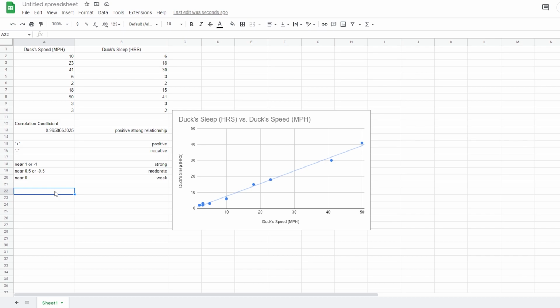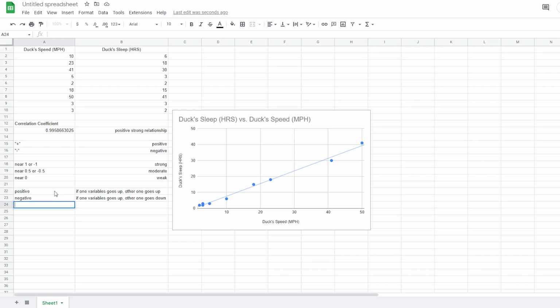But what does positive, negative mean exactly? Well, if it's positive, that means that if one variable goes up, the other one goes up as well, okay? So if my sleep is going up, then my speed is going up. If my speed is going up, my sleep is going up. They both increase. Now let's say it's a negative, okay? Well, if one variable goes up, the other one goes down. This is the opposite. So if my speed is going up as a duck, then I'm losing sleep. But if my sleep is going up as a duck, then I'm losing speed, okay? If one of them goes up, the other one goes down. So that's what positive and negative means.